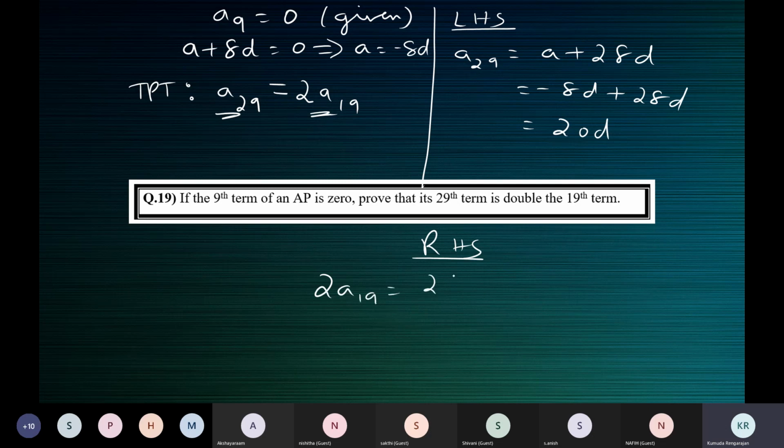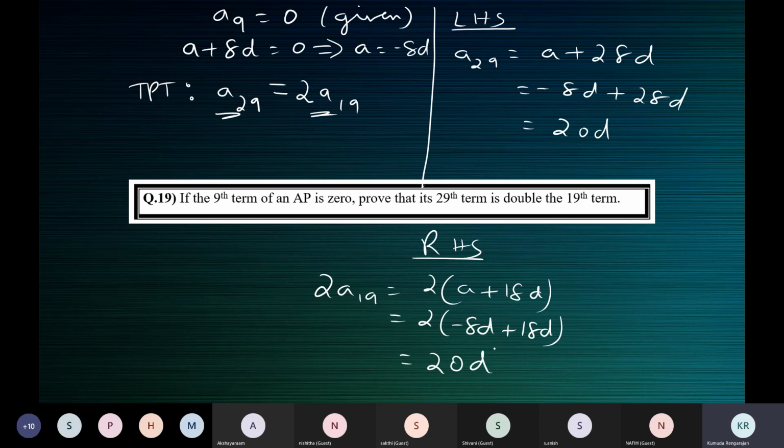For the RHS, which is 2 times A19, it is 2 into A plus 18D. So 2 into minus 8D plus 18D. So 18D minus 8D is 10D, into 2 is 20D. So we see that the LHS is equal to the RHS. So we proved that the 29th term is double the 19th term.